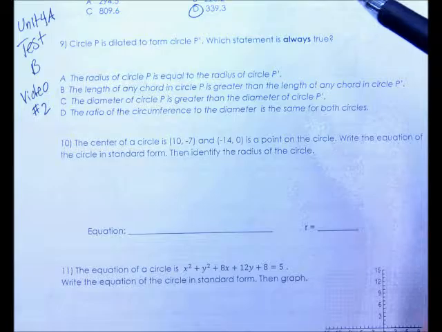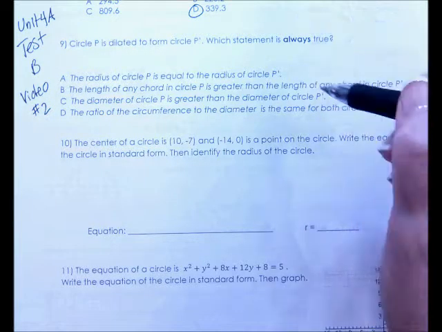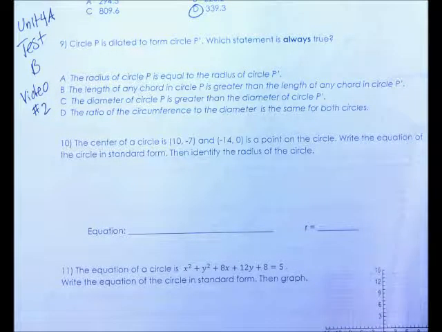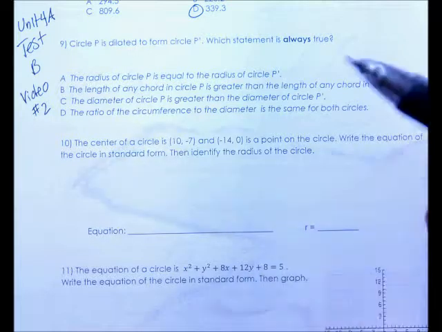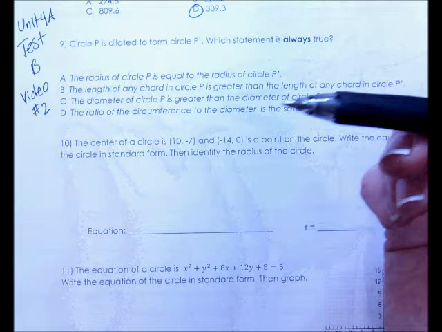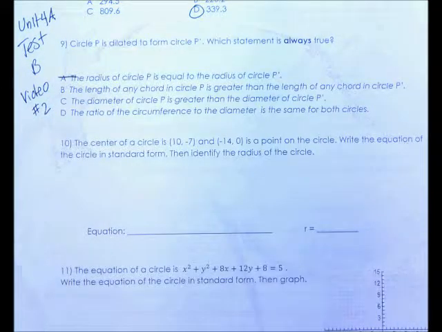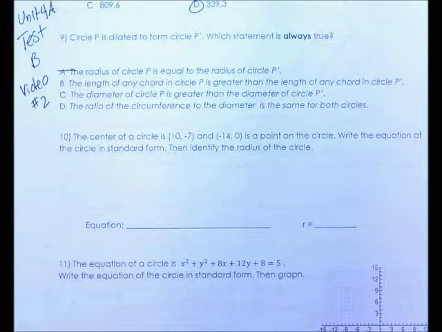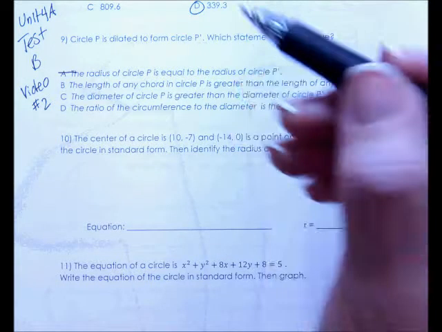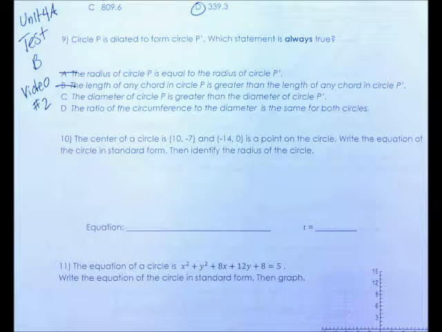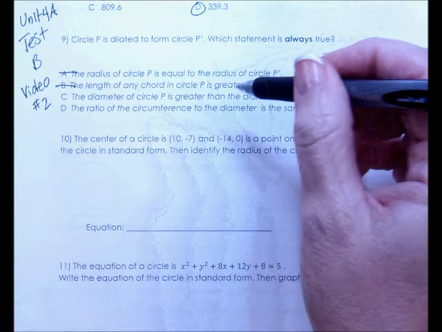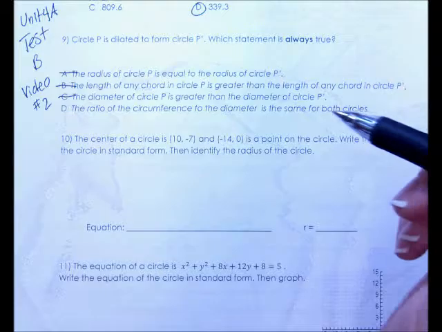Number 9 is exactly like a problem that was on the study guide, and it has to deal with 2 circles where one is dilated to form the other. When circles are dilated, they can either be enlarged or reduced. So knowing that, we know that the radii are not always equal to each other. So we can mark out A. Then it says the length of any chord in circle P is greater than the length of any chord in circle P prime. Well, we know that's not true because it can be enlarged or reduced, either one.